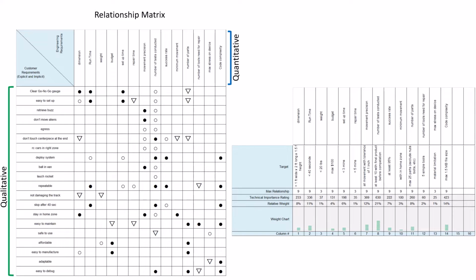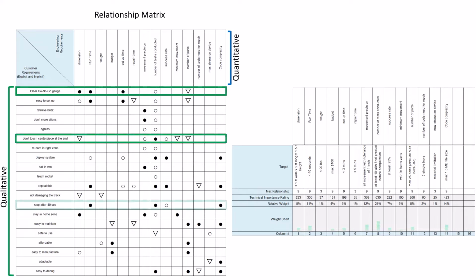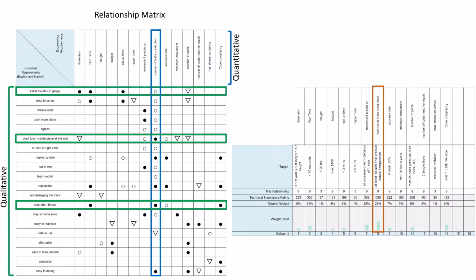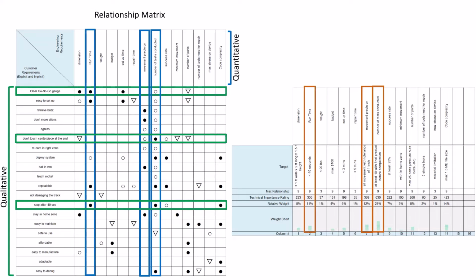For our robot, the highest priority customer requirements are to clear the go-no-go gauge, to not touch the centerpiece, and to stop after 40 seconds. The engineering requirements that fulfill the mentioned customer requirements are the number of tests conducted with a priority weight of 21%, movement precision with a priority weight of 12%, and runtime with a weight of 11%. These are a few of the traits that are prioritized in the design process to maximize our resources and points earned in the competition.